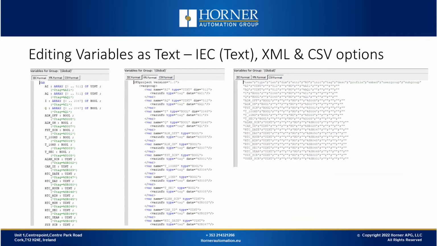Next, let's quickly talk about what it looks like when we go into edit variables as text. As you can see, those three options for editing variables are organized into tabs. Here are screenshots of each of the three individual tabs from the same list of global variables, with the IEC format on the left, XML in the center, and then CSV format on the right.